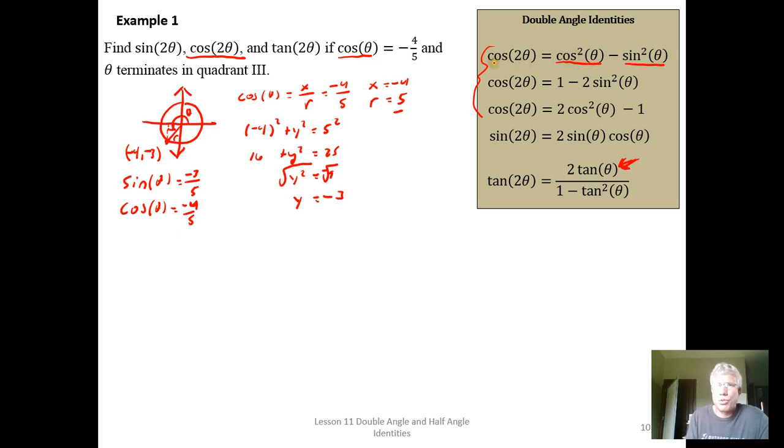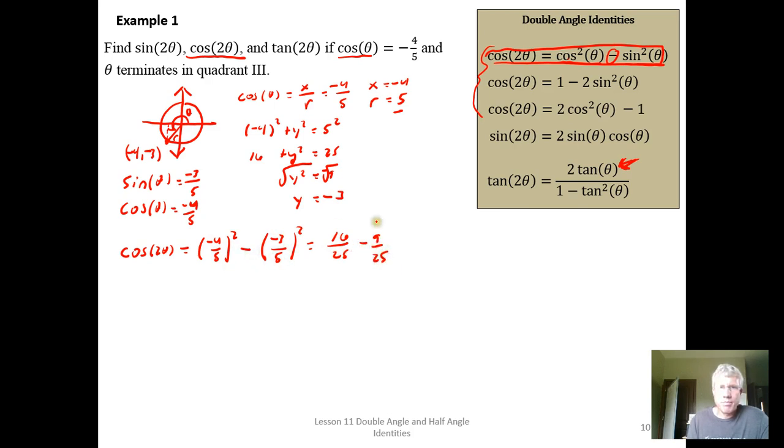So for example, I could choose to use this first one. It's up to me. So I could say, hey, the cosine of twice theta is going to equal the cosine squared of theta, where the cosine is -4/5, minus the sine squared, where the sine is -3/5. And then we just go through and simplify. We get 16 over 25 minus 9 over 25, which is 7 over 25 for the cosine of twice theta.